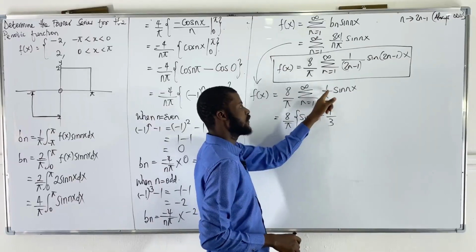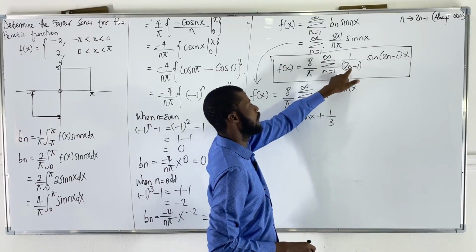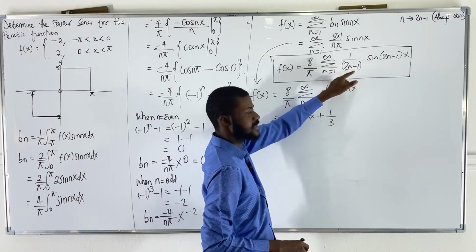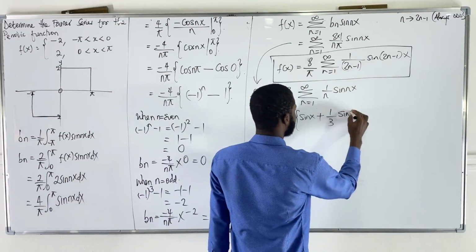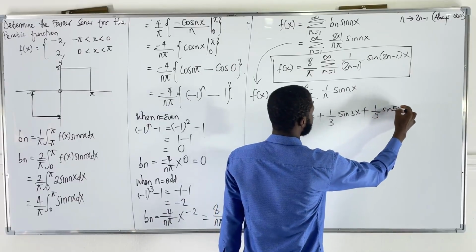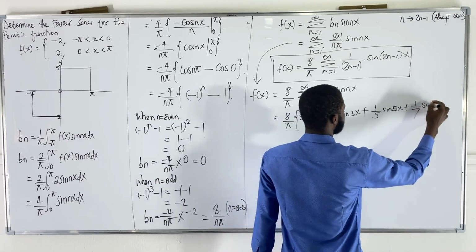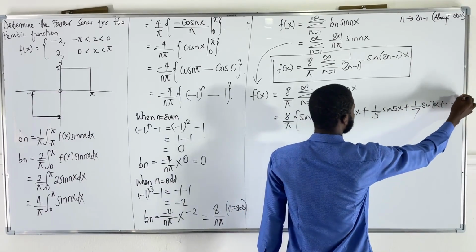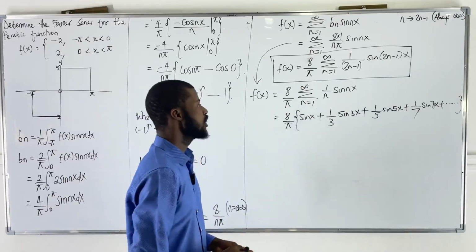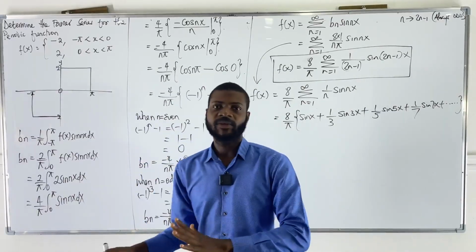That's why this one is confusing. But this one, your answer would be correct all the time, because no matter what you put n as, you'll be getting odd numbers. So sine 3x, and then plus 1 over 5 sine 5x, and then 1 over 7 sine 7x, and just like that. So this would then be the answer to the question. And with this, we're done with solving this very equation.